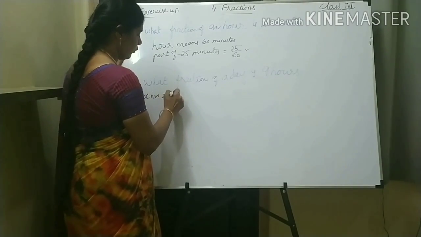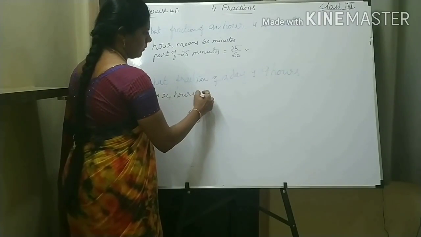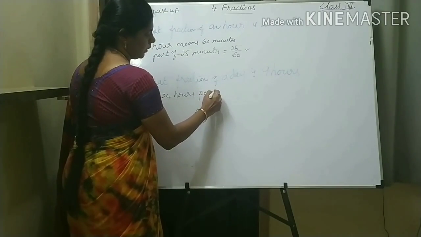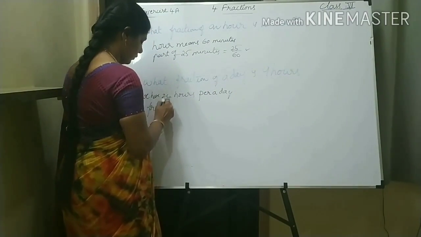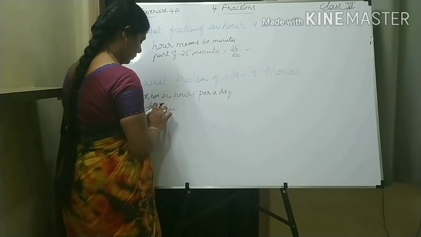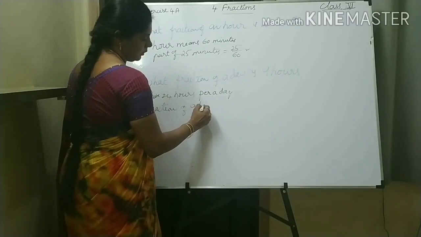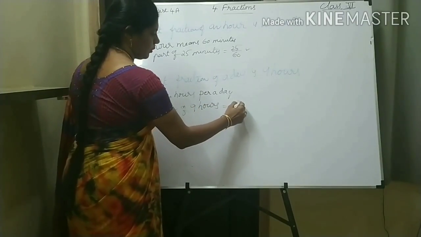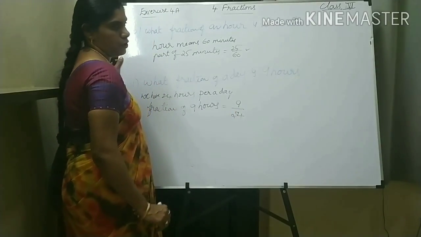We have 24 hours per day. Fraction of 9 hours. Fraction of 9 hours is equal to 9 by 24. Nothing, no need to do.